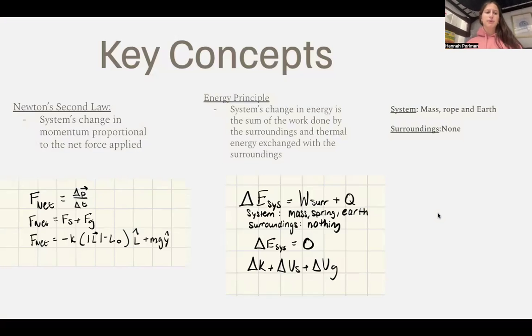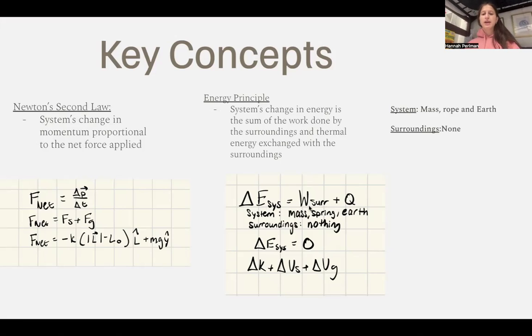So, the key concepts that we needed to understand were Newton's second law, which is the system's change in momentum proportional to the net force applied, which we can see here. This is the force of the spring and the force of gravity, and we can see that over here. And the energy principle, which is the system's change in energy, is the sum of the work done by the surroundings and the thermal energy exchanged with the surroundings.